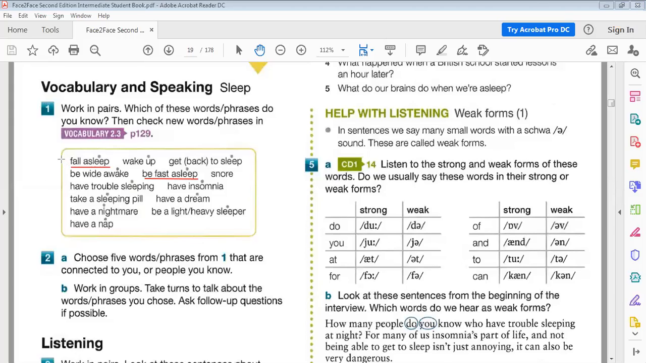What's the difference between to fall asleep and to be asleep, to be fast asleep? I think it's the same, I think, yeah. No, I think fall asleep means maybe you sleep a long time. But be fast asleep at the beginning of. No, fall asleep, no time. Actually, no, I think. Okay. A lot.